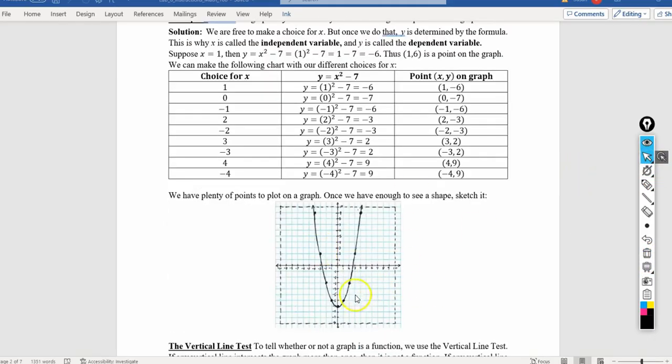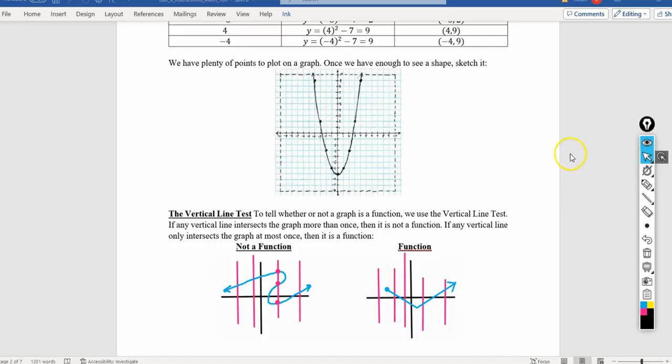So 1 comma -6 is right here, and with all of these other points, you're free to choose x, but then you have a y that is determined, dependent on your choice for x, and you get all these points. And you can see here in the picture they've been plotted, and then it should have a shape that you should be able to draw a rough sketch of. That's what we did back in the day.